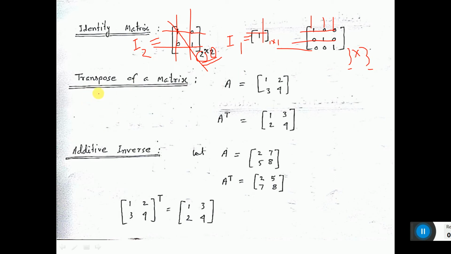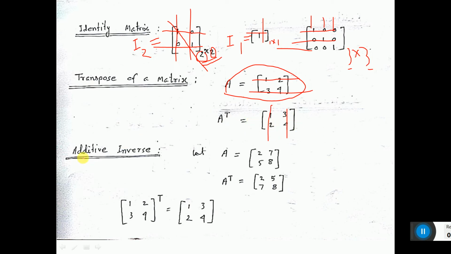Then we will learn transpose of matrix. What is this? If A is equal to 1 2 3 4, I have taken as an example, then A transpose will be, see this row becomes this column, first row becomes first column, second row becomes second column. If row becomes column, then the matrix formed is called the transpose matrix.